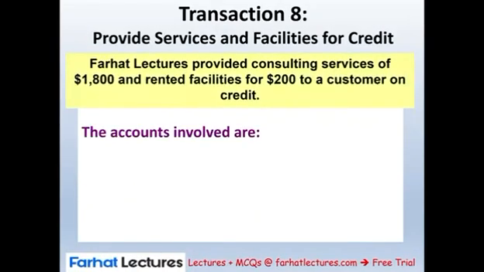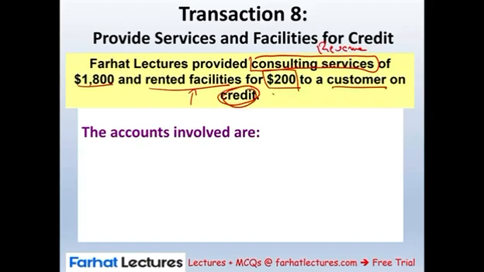Farhat Lectures provided consulting services of 1,800 and rented facilities for 200 to a customer on credit. What happened? Farhat Lectures did more work, provided consulting services. What does that mean? It means we generated more consulting revenues. In addition to that, we rented some facilities, maybe a piece of equipment, for $200 to a customer on credit. What does that mean? It means we provided the service, so we provided services or work.